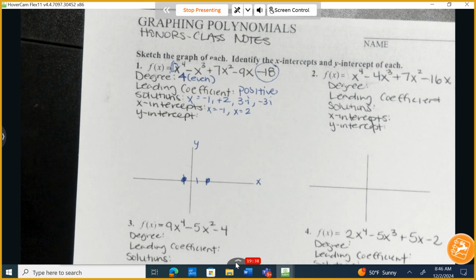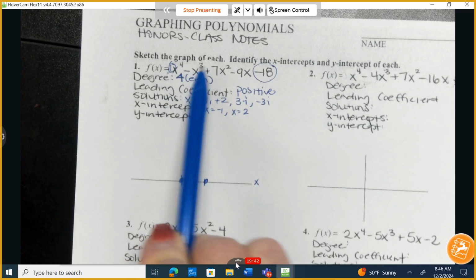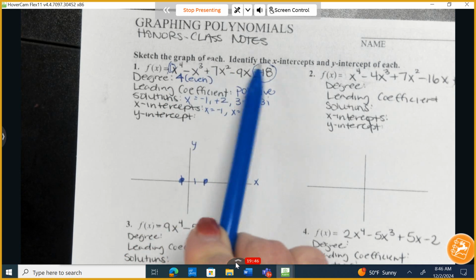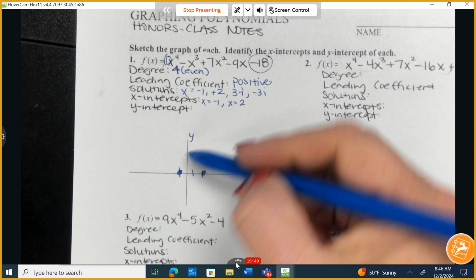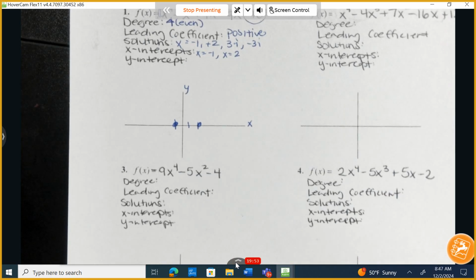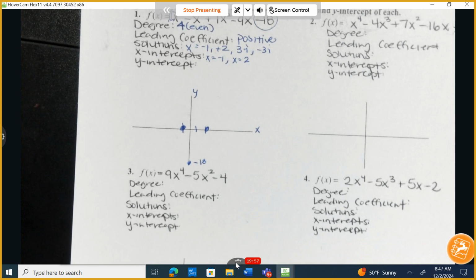To find the y-intercept, x is 0. So x equals 0 here would make this 0, here would make this 0, here would make this 0, here would make this 0. 0, 0, 0, 0. What do we have? Negative 18. Now, is it possible for me to draw this all the way down to negative 18? Yeah, but this is just a rough sketch. So we're just going to go right down here. I'm going to write negative 18. Please do the same.